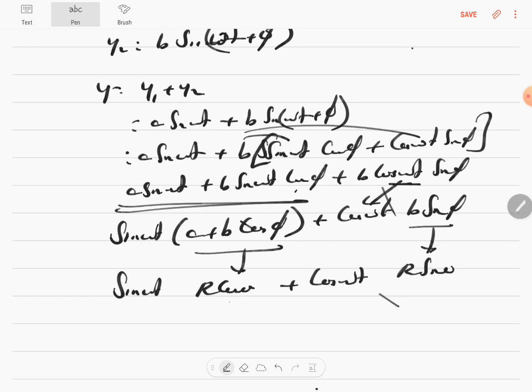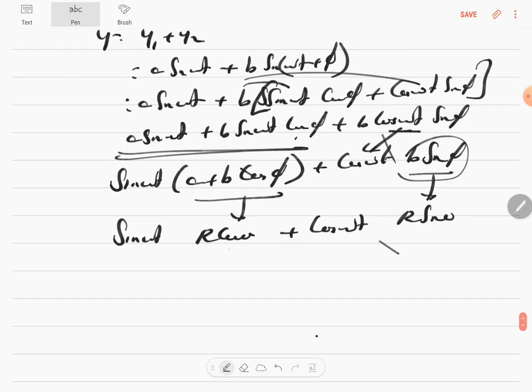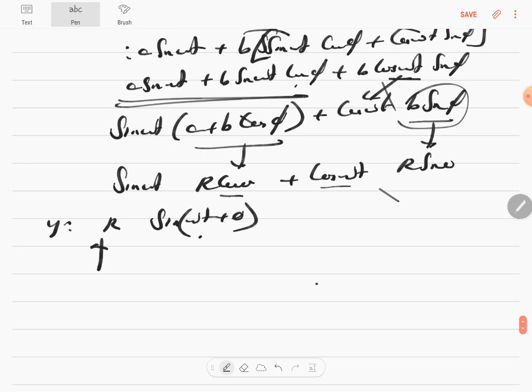The advantage of writing these two as r cos θ and r sin θ, I'll tell you now. You can take r common. Sin ωt cos θ plus cos ωt sin θ is sin(ωt plus θ). Okay, thus r being the resultant amplitude, you get something like this. R being the resultant amplitude. Now it helps you to find r because you already know this is this and this is this.